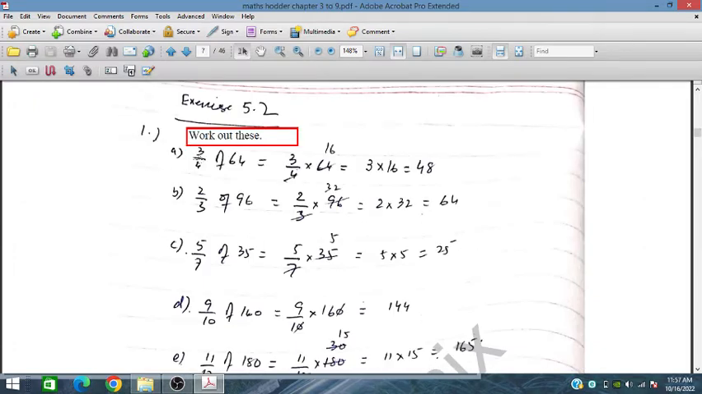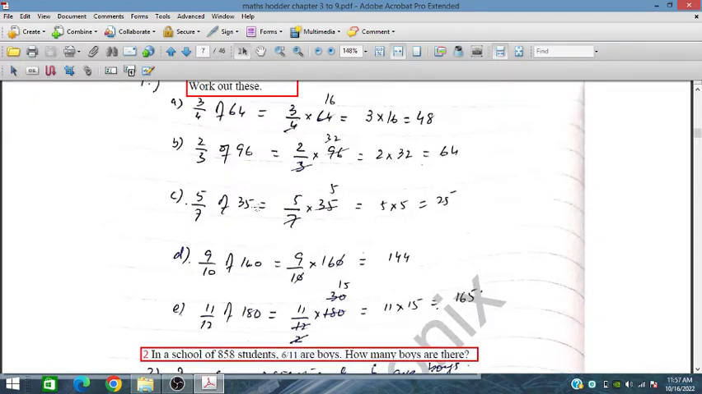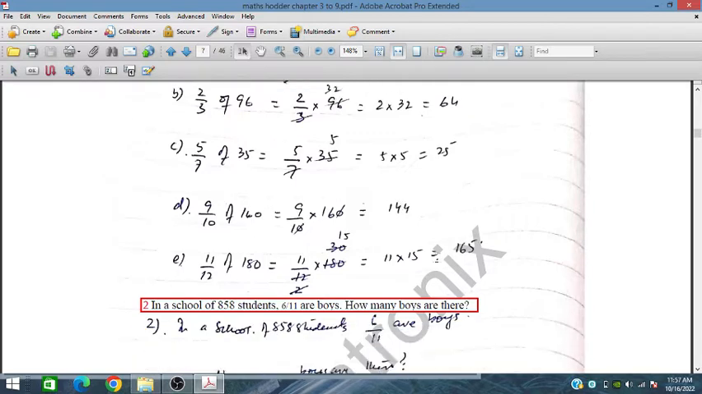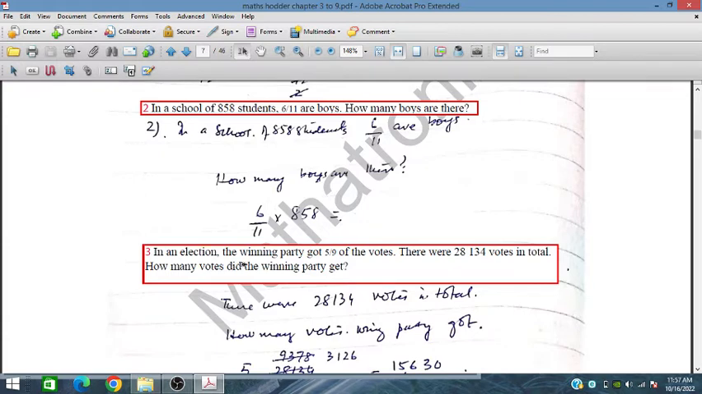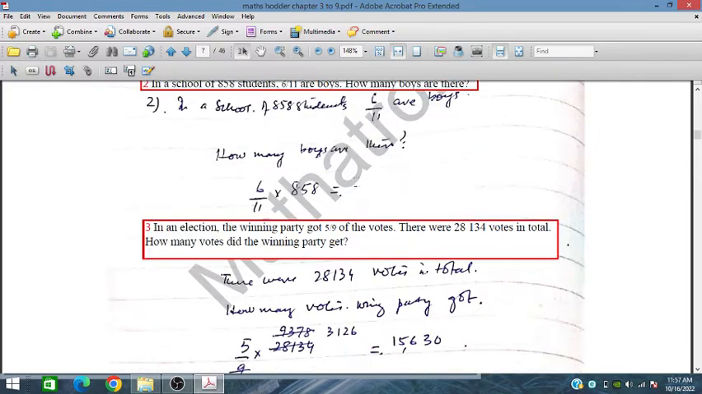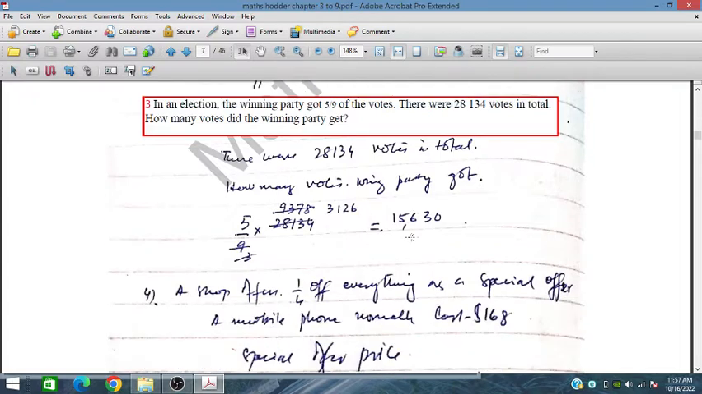3 by 4 of 64 is this, 2 by 3 of 96 is this. So simply multiply with these numbers to get the fraction of this number. In a school of 858 students, 6 by 11 are boys. How many boys are there? So this is simply 6 by 11 into 858. So it will be the result.